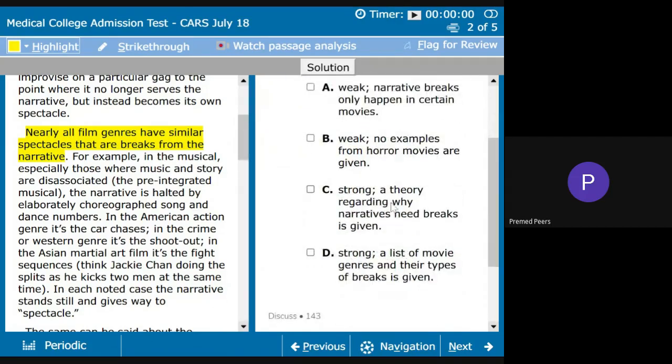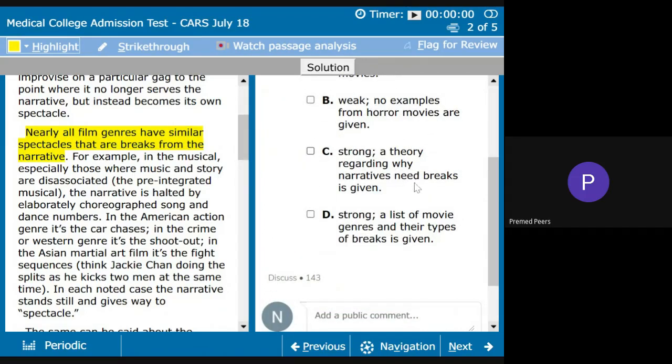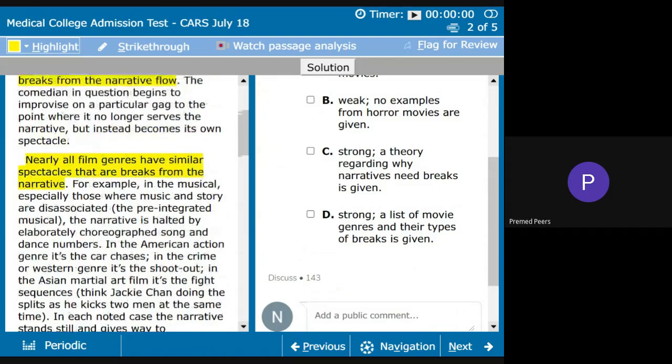And then in between C and D: strong because the support offers a theory regarding why narratives need breaks, or strong because a list of movie genres and their types of breaks is given. So in this case, it's D, just identifying what type of evidence is being used.